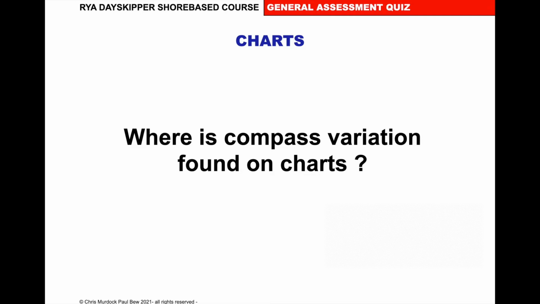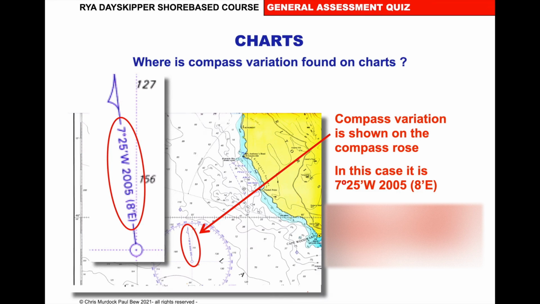Where is compass variation found on charts? So you're looking to find your compass variation. Where would you look? You go to the nearest compass rose. It has to be the nearest compass rose because they differ from compass rose to compass rose. It's written at the top of the compass rose. In this case, it's 7 degrees 25 minutes west, 2005, decreasing 8 minutes east. We've shown you on previous City Sailing tutorials how to calculate the value of variation for your year.